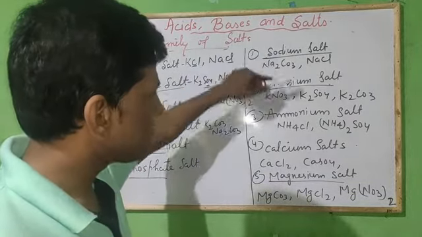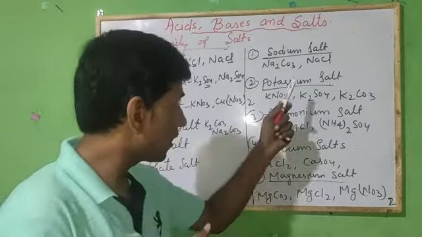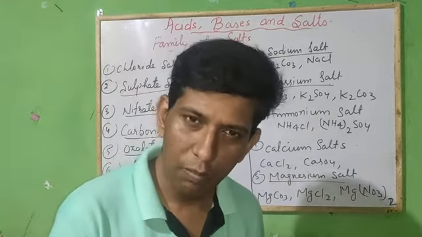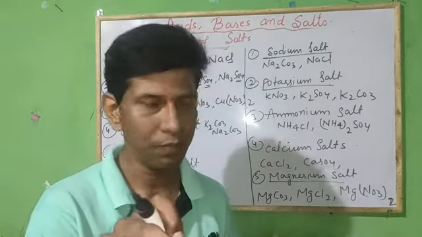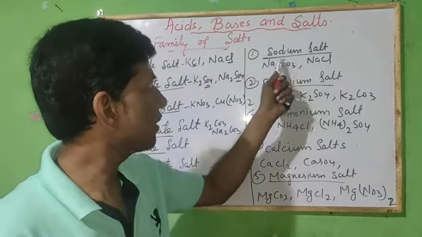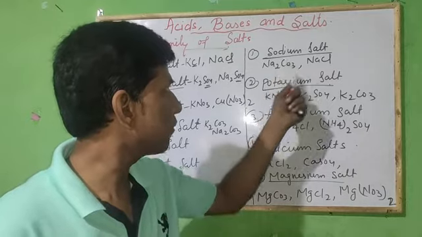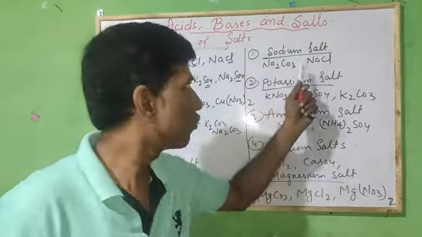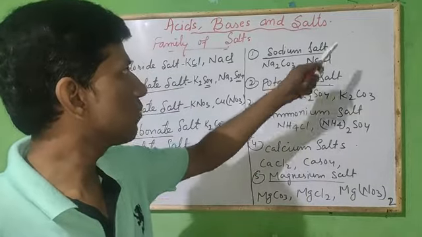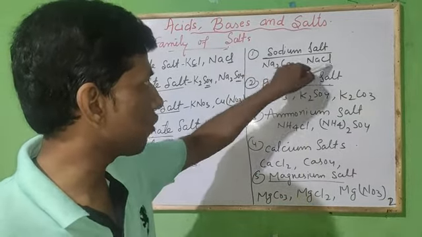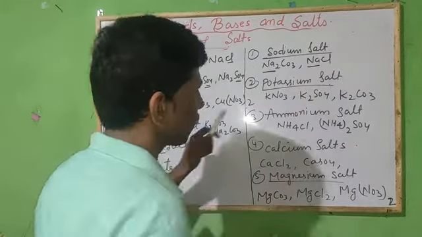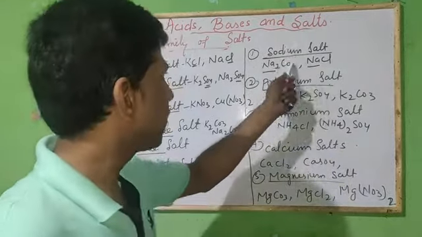Now we will discuss this chart. Here we will see that different salts are formed, but the source of base is the same. For example, here you can see the sodium salt. It means that here the base will be sodium hydroxide. Here also the base is sodium hydroxide. So they both belong to the sodium salt family. Sodium carbonate, sodium chloride, both have the same base, sodium hydroxide, so they belong to the same family, that is sodium salt.